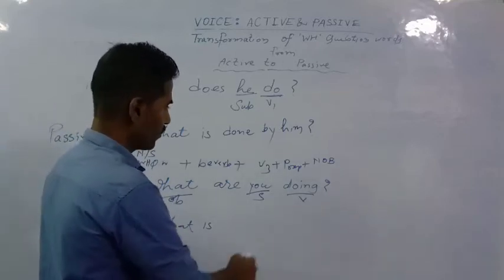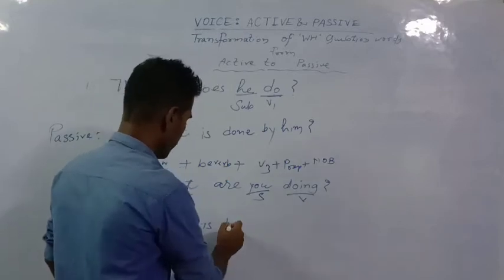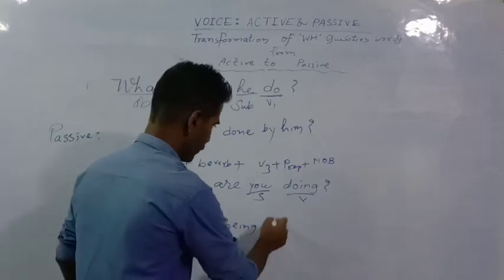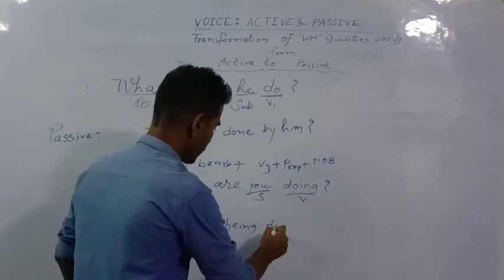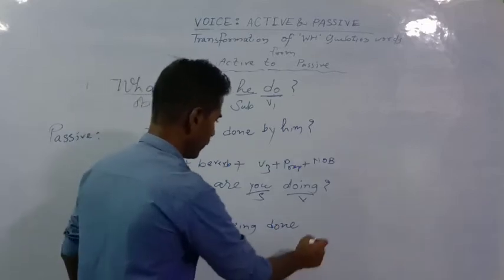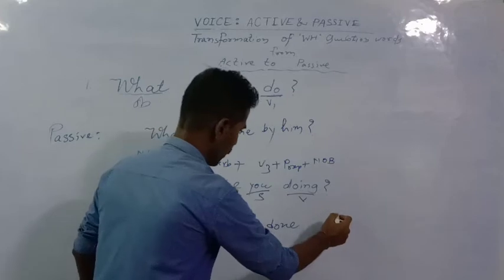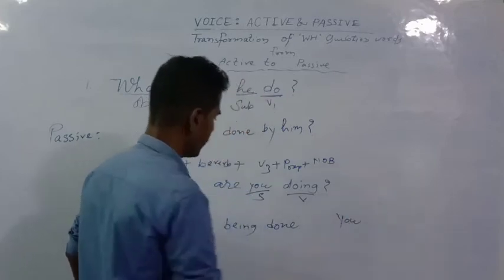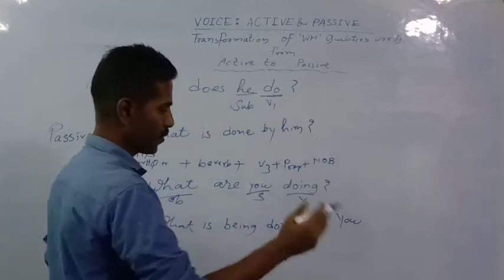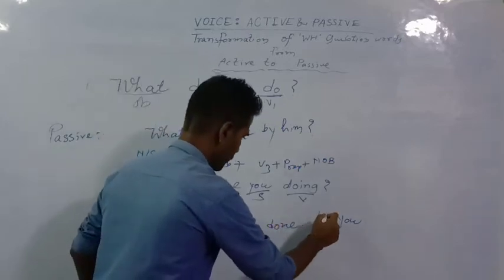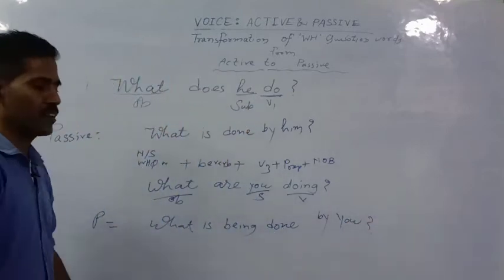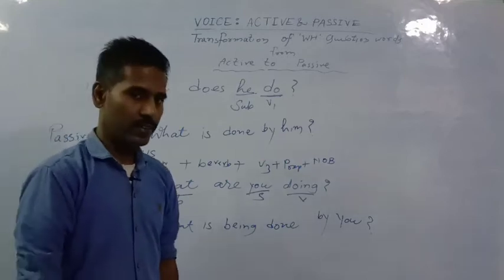Then what will we write here? For the "ing" we write "being". "What is being?" Then V3. The third form of do is done. "What is being done?" Then our subject "you" will go to the object place. This becomes the new object, and right before the new object we put the preposition "by", and don't forget the question mark. "What is being done by you?"